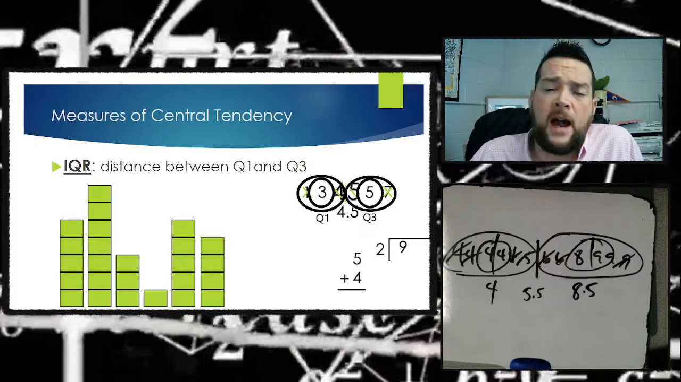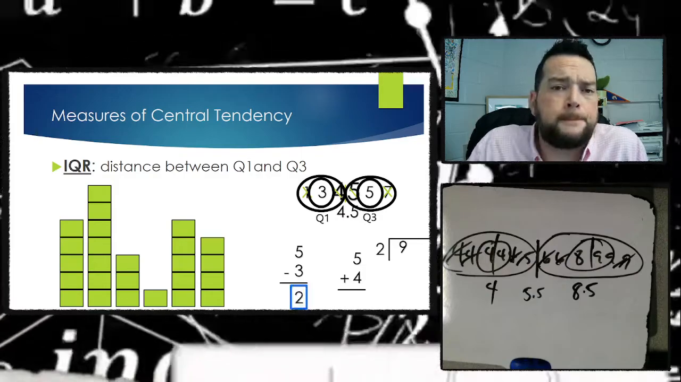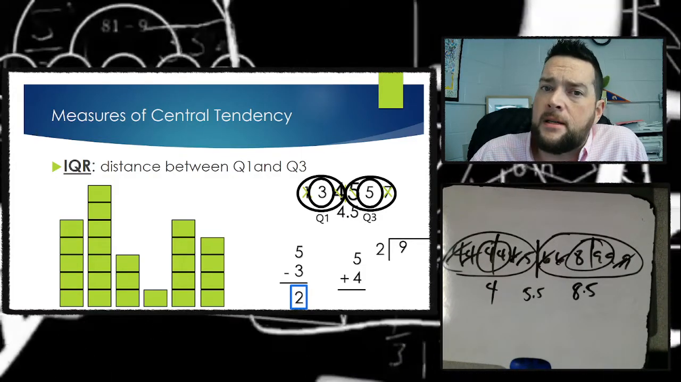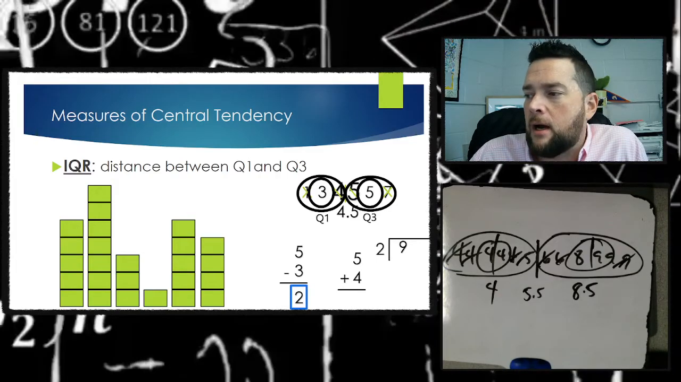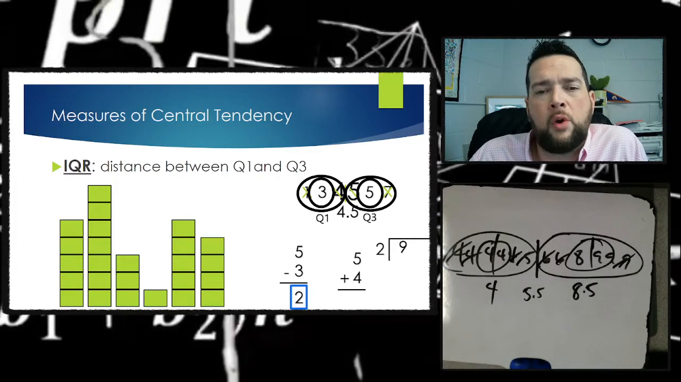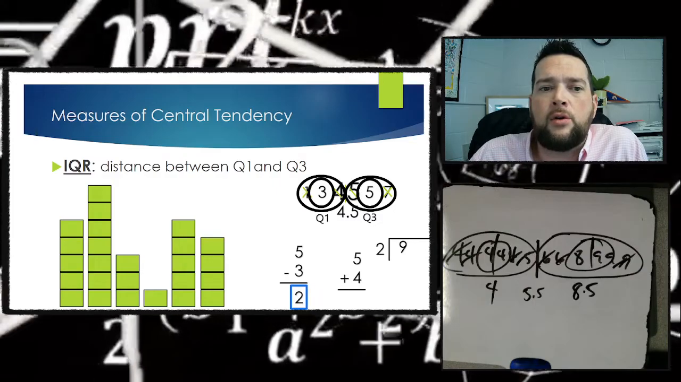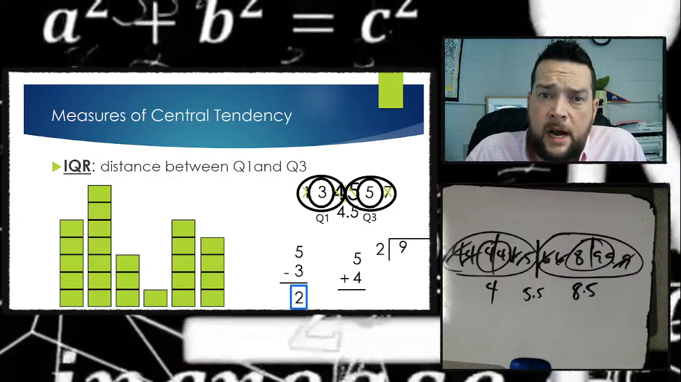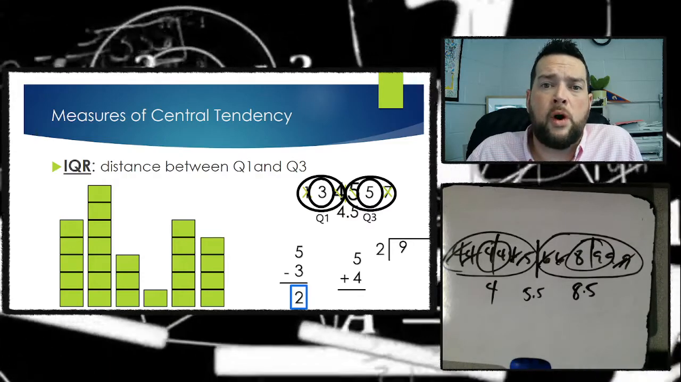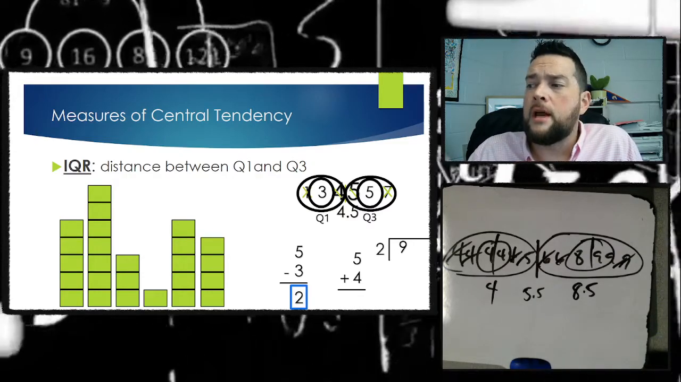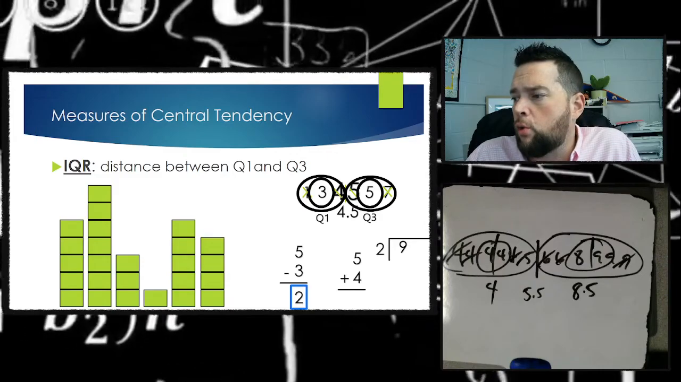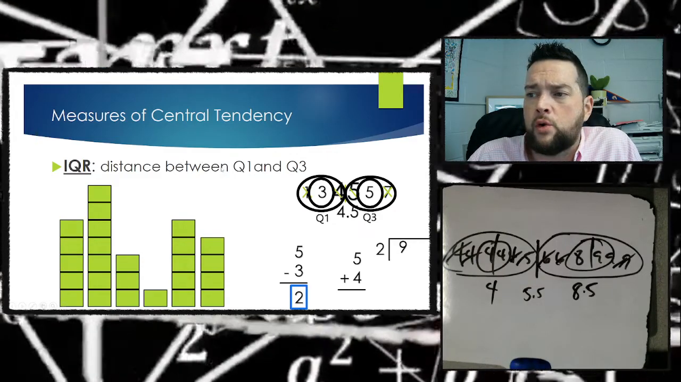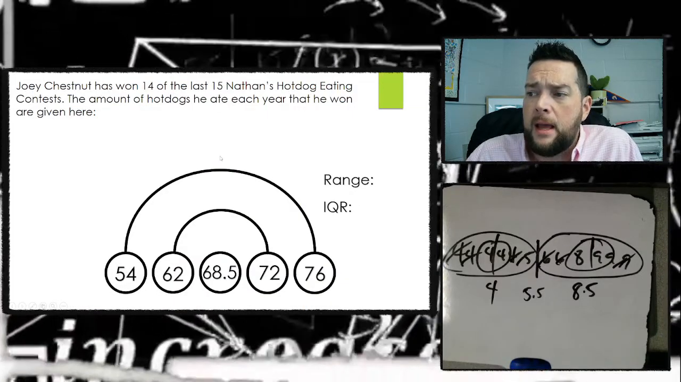All right, once you find the Q1 and the Q3, subtract them, and that's your interquartile range. So not incredibly difficult. It just requires you remembering what it is. The range is simply the greatest minus the least. The interquartile range is Q3 minus Q1. So you're going to have to do a little bit of work to be able to locate Q3 and Q1, and then you just subtract them, and that's the IQR, or the interquartile range.